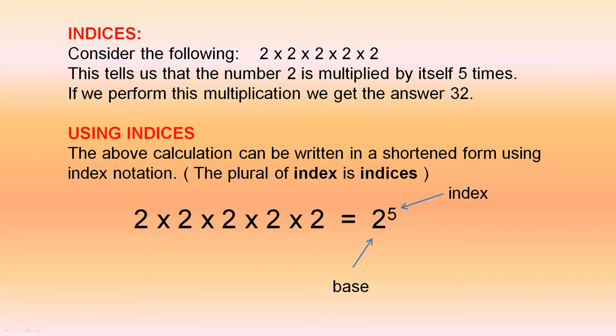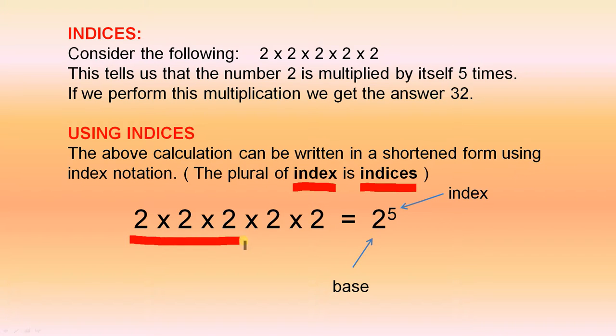Indices. Consider the following: 2 times 2 times 2 times 2 times 2. This tells us that the number 2 is multiplied by itself 5 times. If we perform this multiplication, we get the answer 32. Using indices, the above calculation can be written in a shortened form using index notation. By the way, please note that the plural of index is indices.